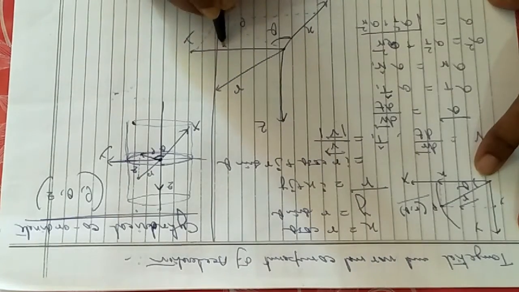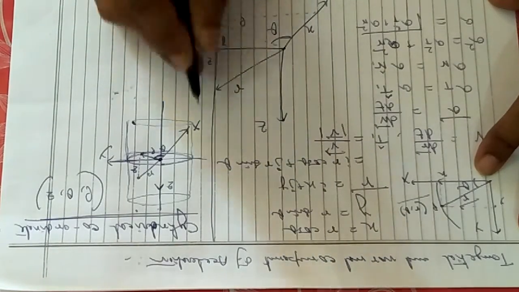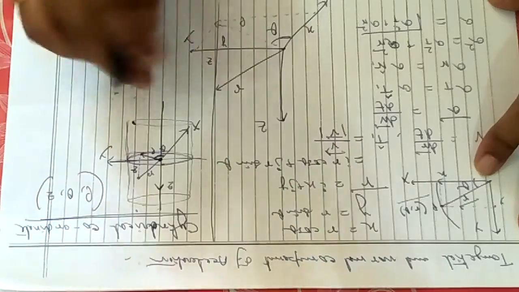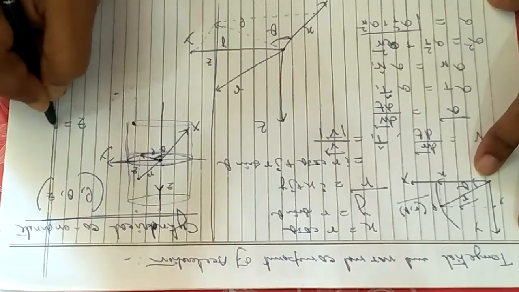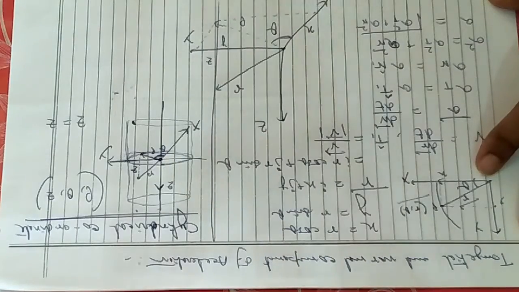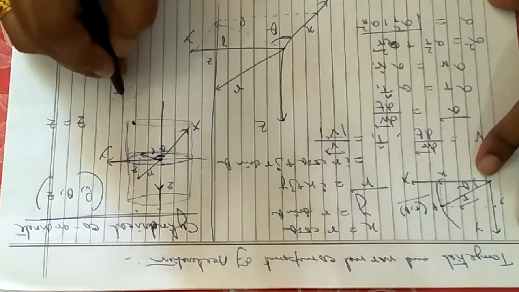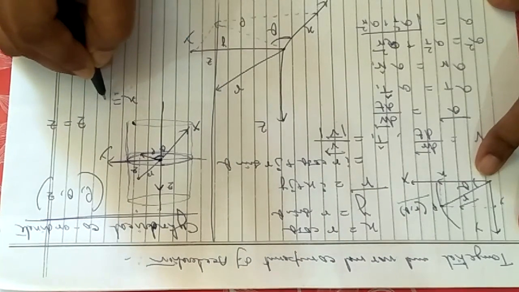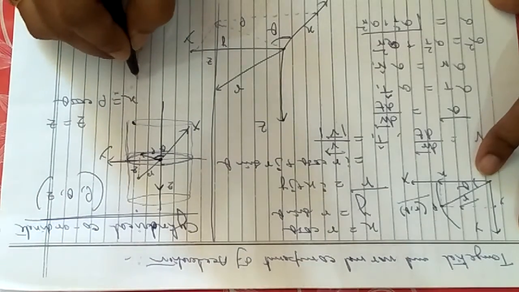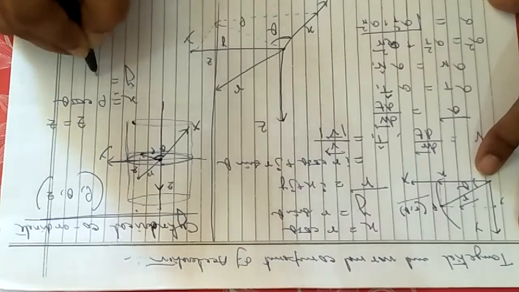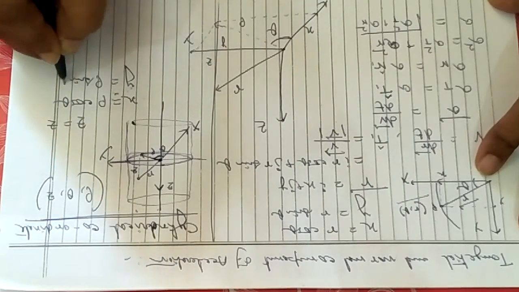Suppose this is x and this is your y and this is your z. Z is the height. So the most simple thing is z equals z. Whatever be in my Cartesian coordinate z, that is the same in the cylindrical coordinate also. Z equals z. Let's start from the simple one. Then what will be the value of x? The value of x will be equal to rho cos theta. Fine. The value of y will be equal to rho sin theta.